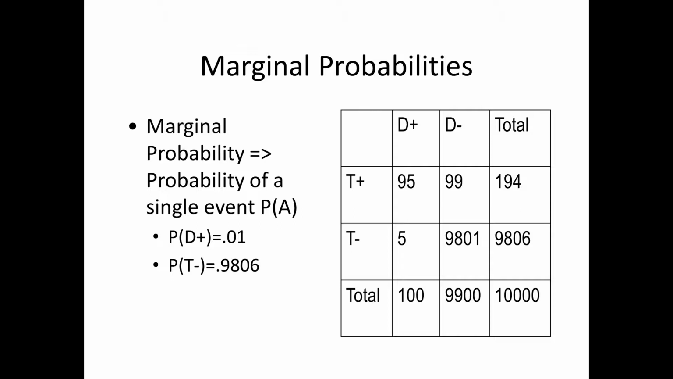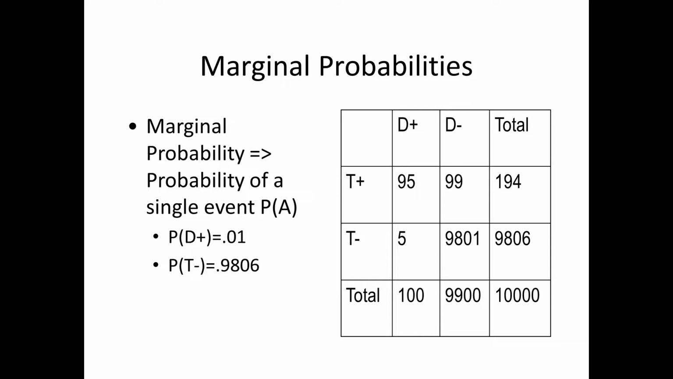You don't have to be a technical expert, but you have to recognize that there are rules and that you must follow them. Here I have a table in front of you that's showing you some data. In the columns, we have whether a person is positive for disease, D plus, or negative for disease, D minus. Then there's a total of both columns. In the rows, we have whether a person tests positive, T plus, or they test negative, T minus.